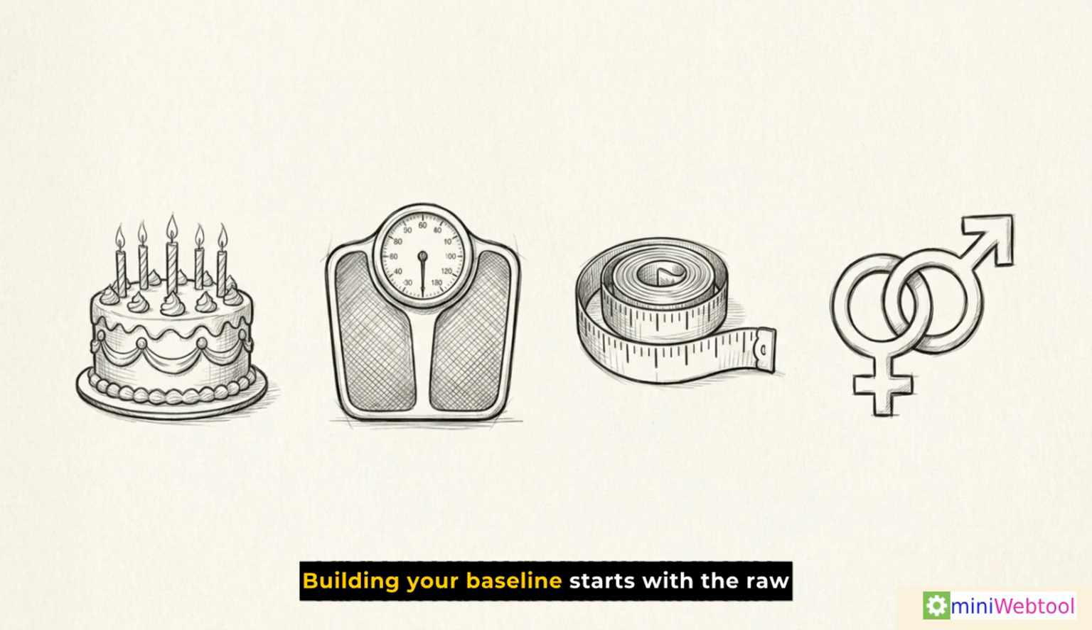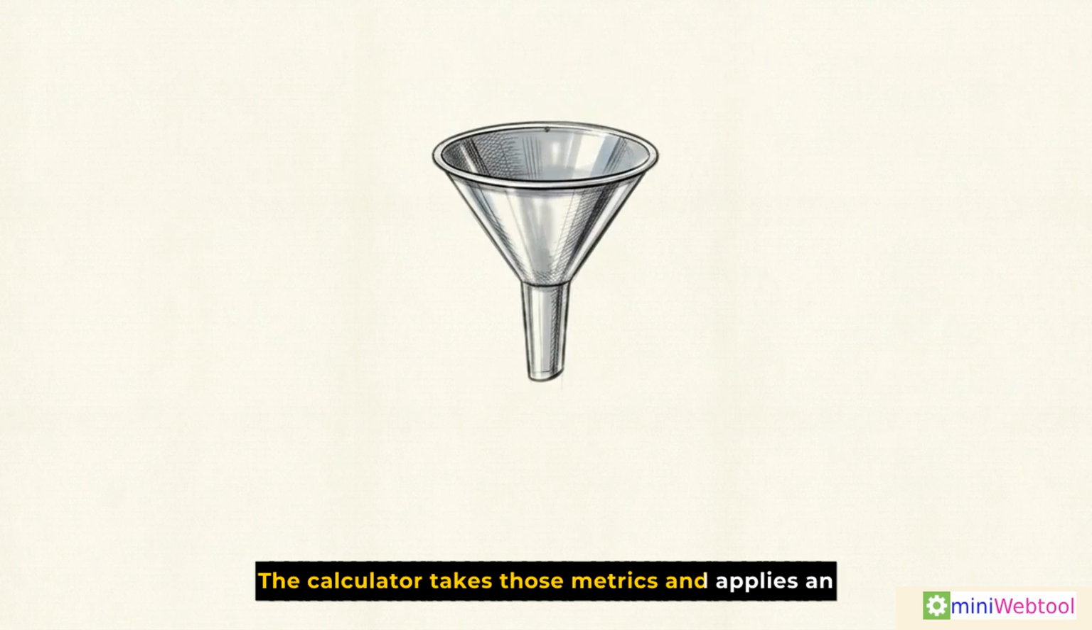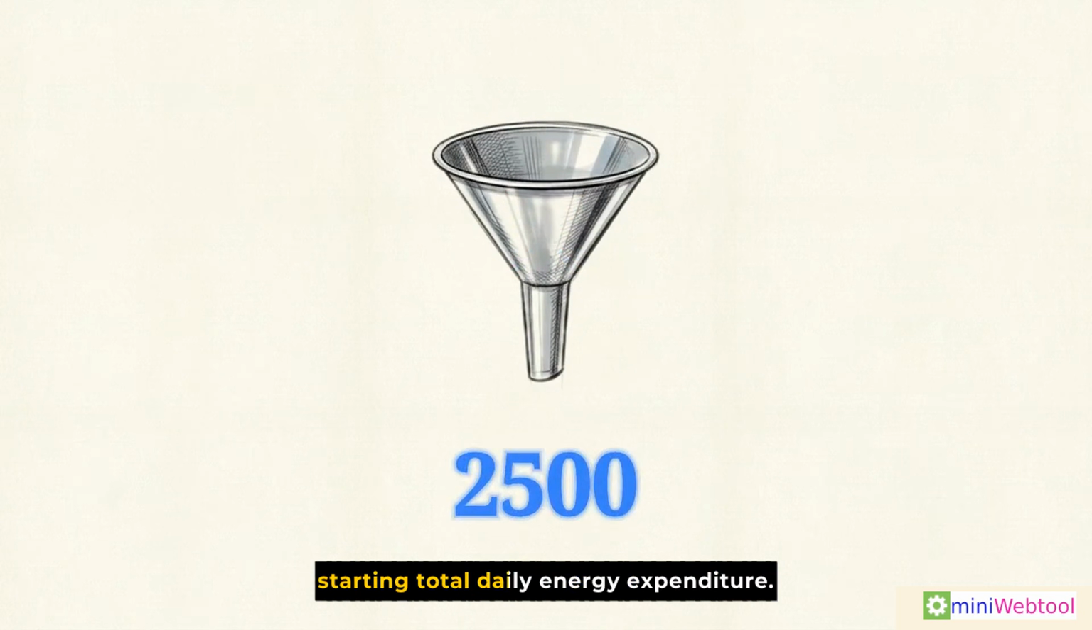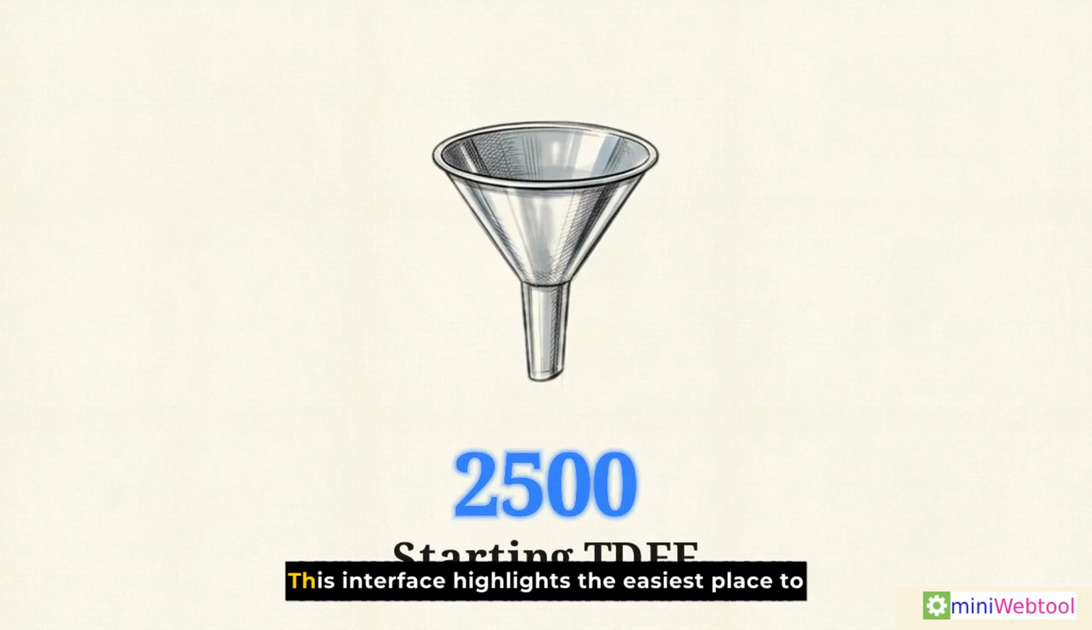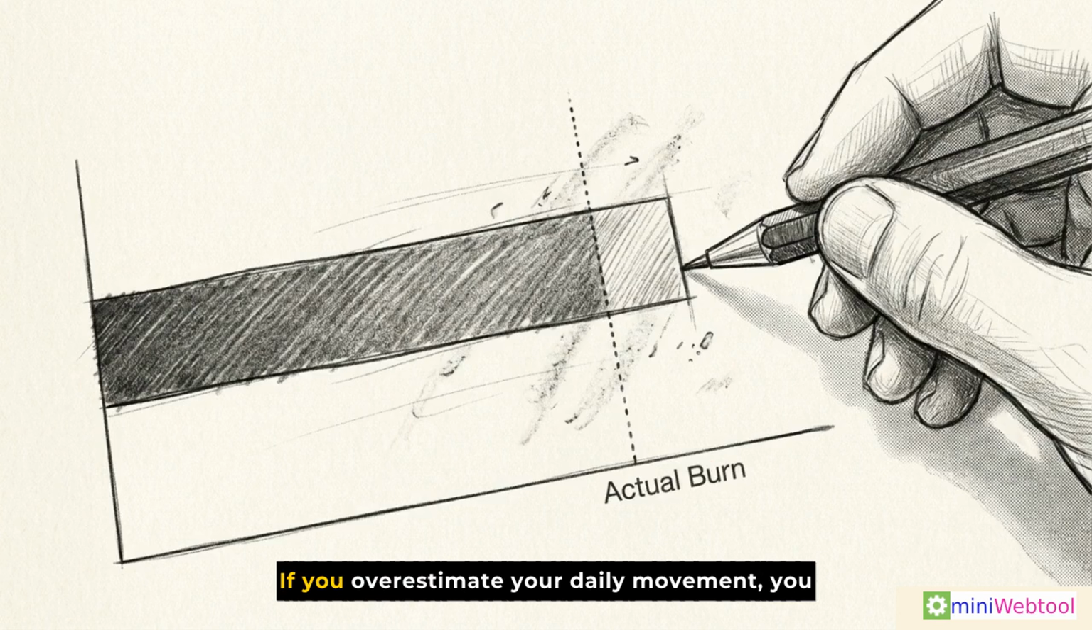Building your baseline starts with the raw physical metrics: your current age, weight, height, and gender. The calculator takes those metrics and applies an activity level multiplier to establish your starting total daily energy expenditure. This interface highlights the easiest place to accidentally ruin the calculation. When self-reporting physical activity, the urge to choose highly active is common. If you overestimate your daily movement, you artificially inflate your daily calorie allowance.